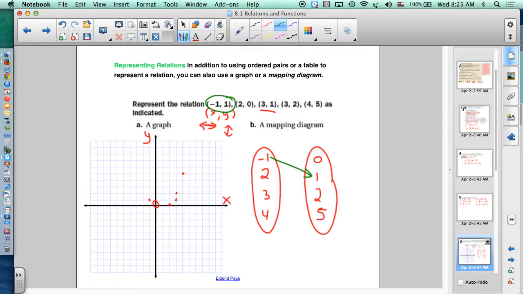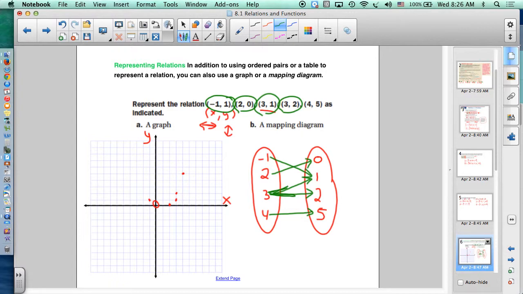I'm going to continue to do that for each one of these points in our relation. So 2, 0, I'm going to draw an arrow from 2 going to 0. 3, 1, I'm going to draw an arrow connecting the 3 to the 1. And then we've got 3, 2. So I'm going to draw an arrow from that 3 again, only instead of going to the 1 this time, it's going to go to the 2. Notice we have 2 different arrows coming off of the number 3. And then the last point is 4 to 5. I'm just going to draw an arrow going straight across from 4 to 5. And that's how we draw a mapping.